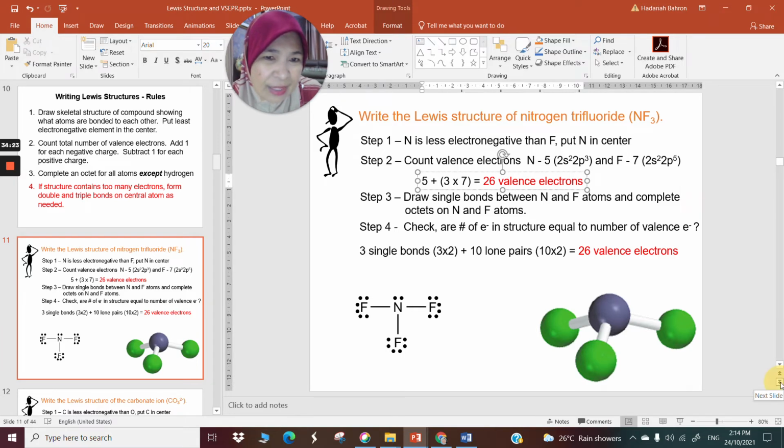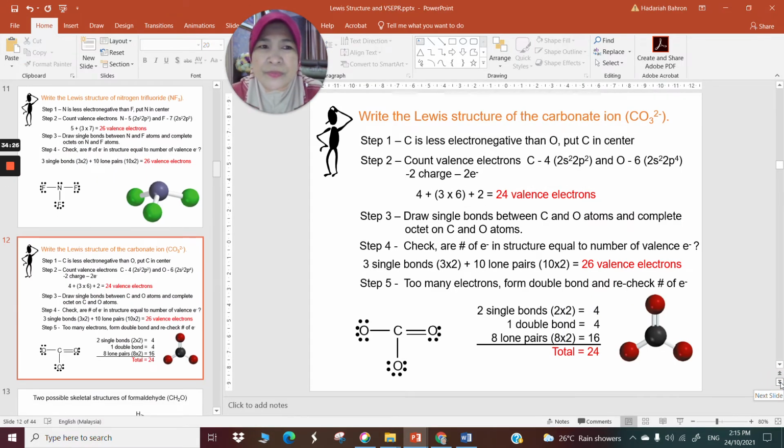Now let's have a look at the second example. Now the second example is a carbonate anion, CO3 2 minus.